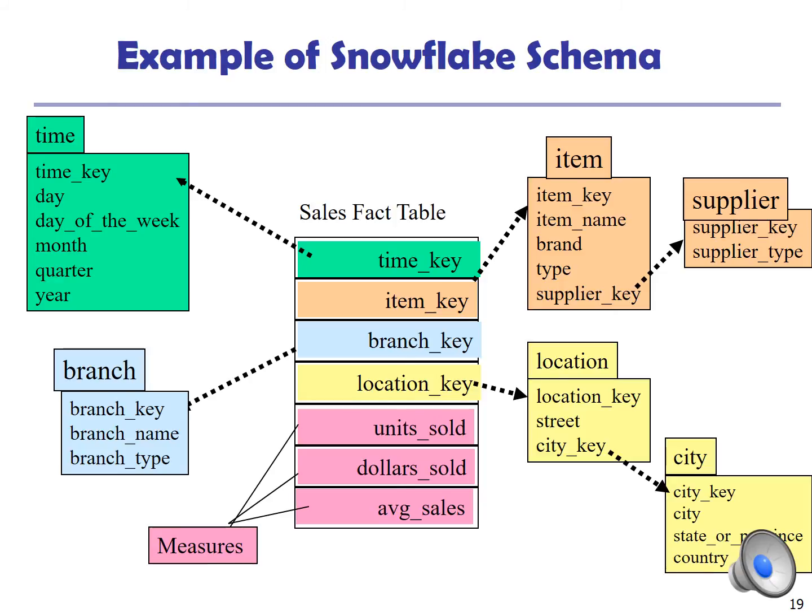An example here is you have supplier key as an attribute under the item dimension table, and supplier key is itself another table, and there are two attributes, supplier key and supplier type. So there is another table that comes from supplier key. And in a similar way, there's a city key, and there are four attributes which define the city. You have your city key, city, state or province, and country.